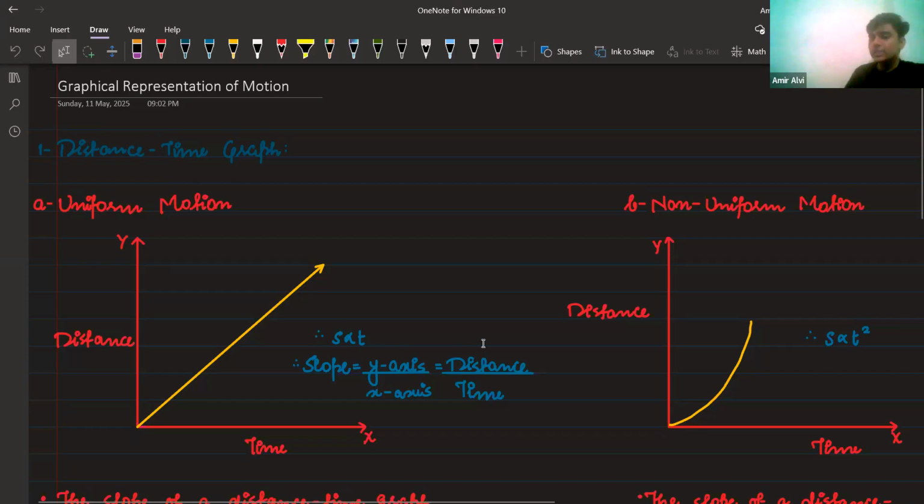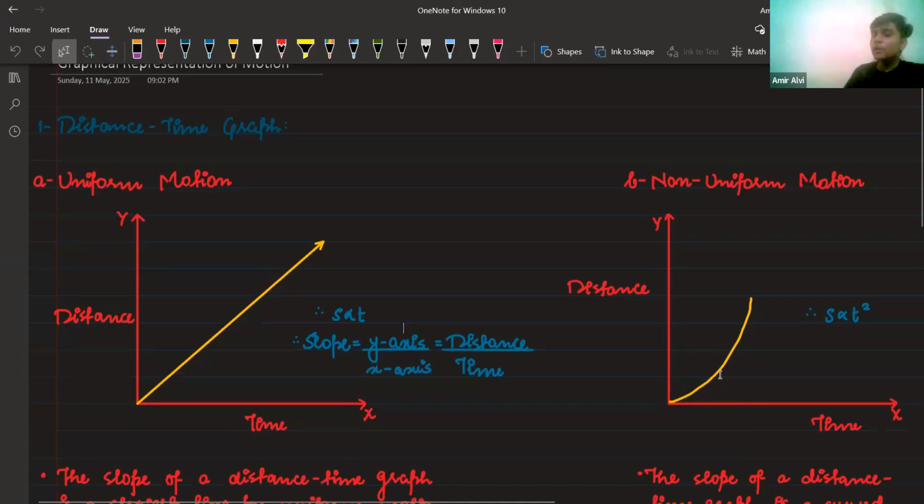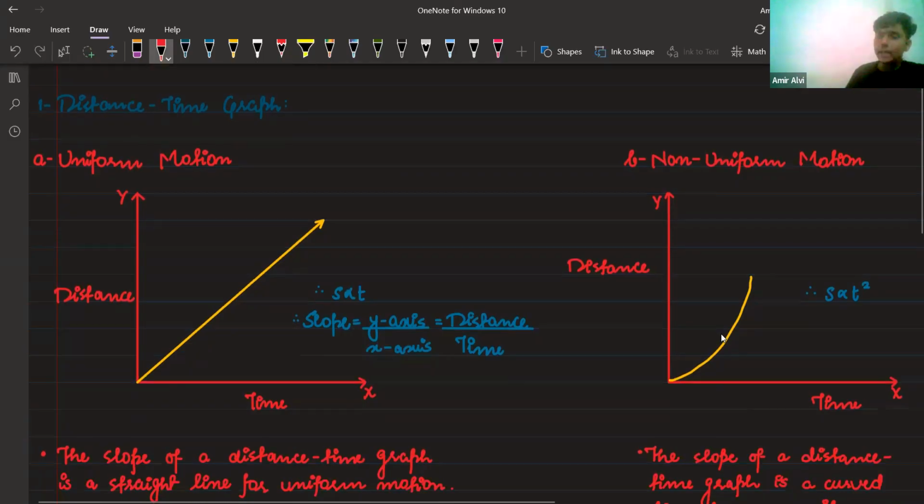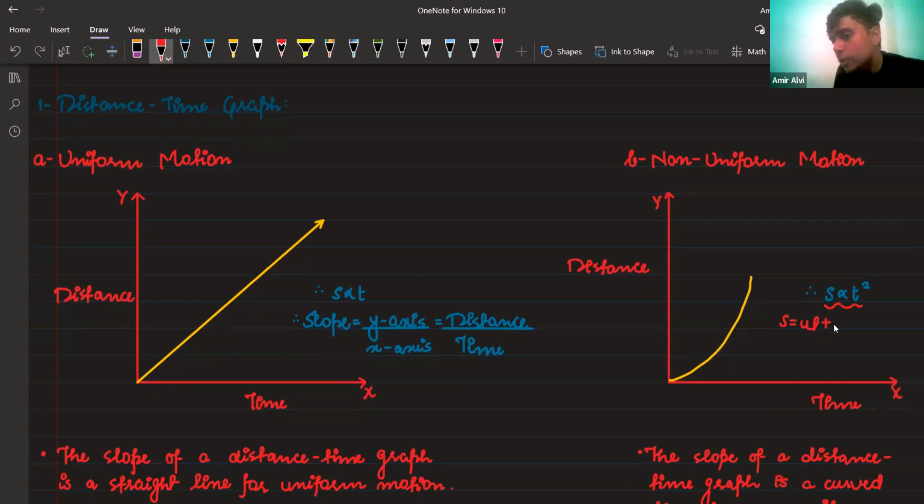See this thing, Naisha. So distance by time graph would be a curved line. Okay. So why, Naisha? In terms of distance and time, this is your S is equal to ut plus half at square. See, Naisha, this equation shows that distance is dependent on time with a square. Did you get my words? So if we draw this graph in context of distance time graph, it would be non-uniform motion.